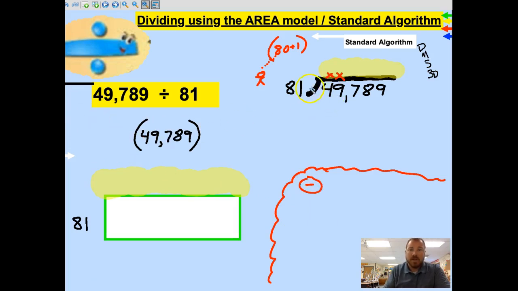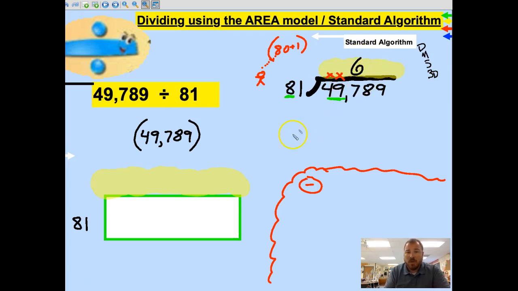So let's go ahead and start by thinking about the front end of this number. Let's just look at the 8 in the 81, and let's just look at the 49 in the 49,789. Instead of looking at this whole number and being intimidated by it, let's just look at the 8 and the 49, because everybody knows how many times 8 goes into 49 without going over. It goes in 6 times. Change that to 6 times. All right. Now we're going to multiply to prove that.